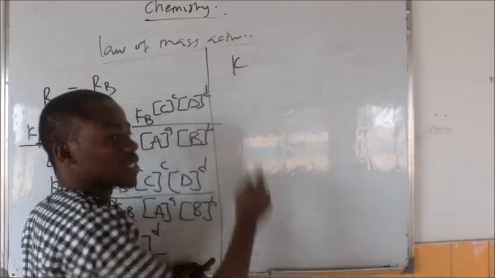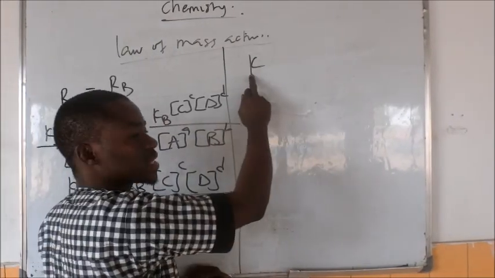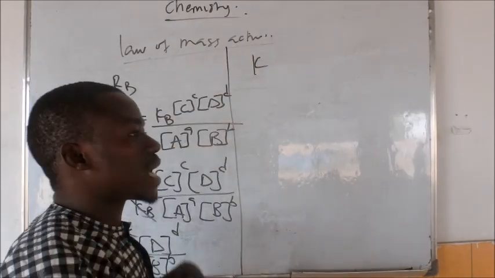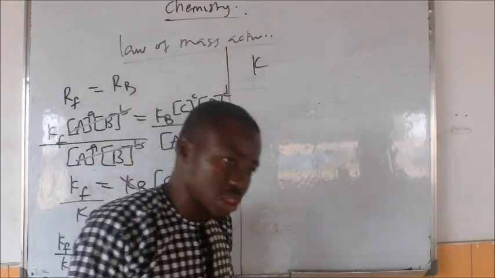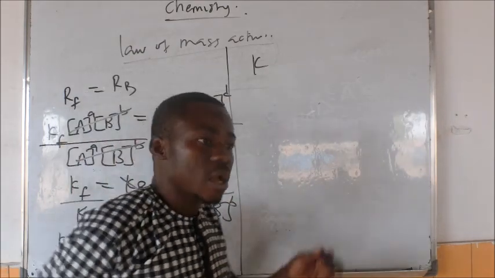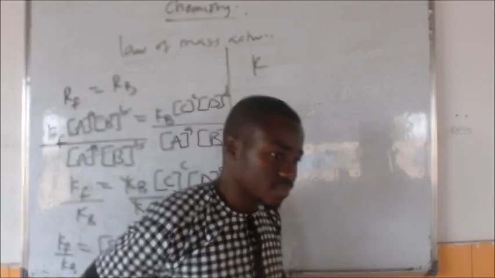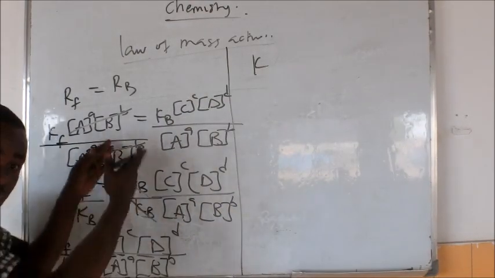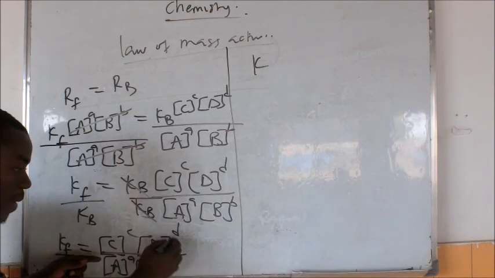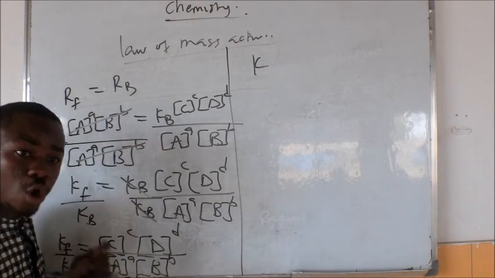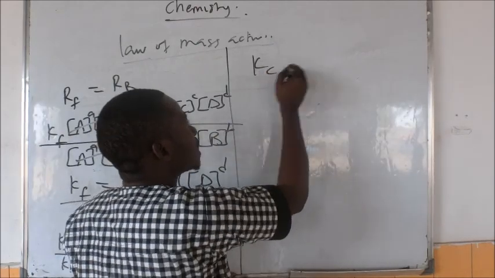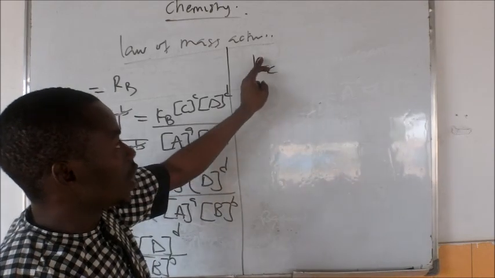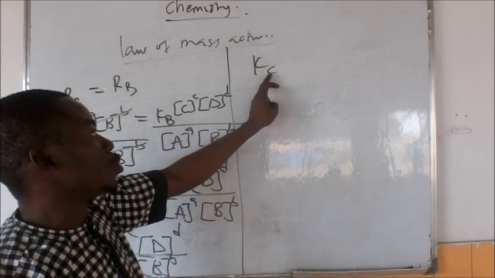The equilibrium constant is represented with K. Now, this K can be in terms of concentration, and at the same time it can be in terms of partial pressure. If it is in terms of concentration, because the square bracket is called concentration, you call it Kc.